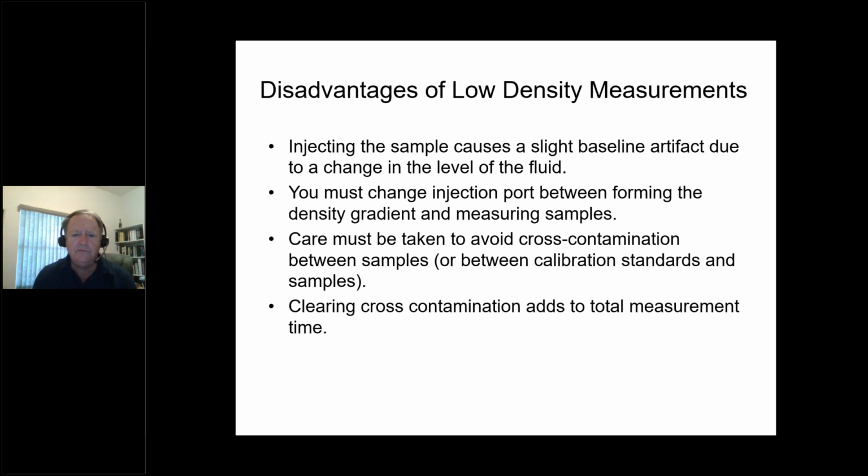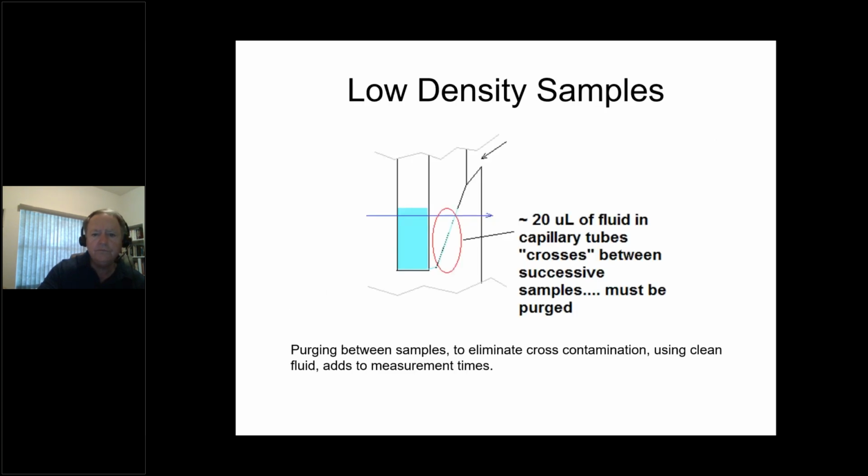You also have to change the type of injection port between when you form the gradient, which is formed through the center opening, and when you inject samples. And you have to take great care to avoid cross-contamination because the capillaries hold about 9 or 10 microliters, and when you inject samples in a series, a little bit of the preceding sample remains in the capillaries. So you generally have to clear the cross-contamination with injection of clear fluid between the samples, which adds to your measurement time. I show here what the issue is. The cross-contamination takes place from the fluid that remains in the capillaries.